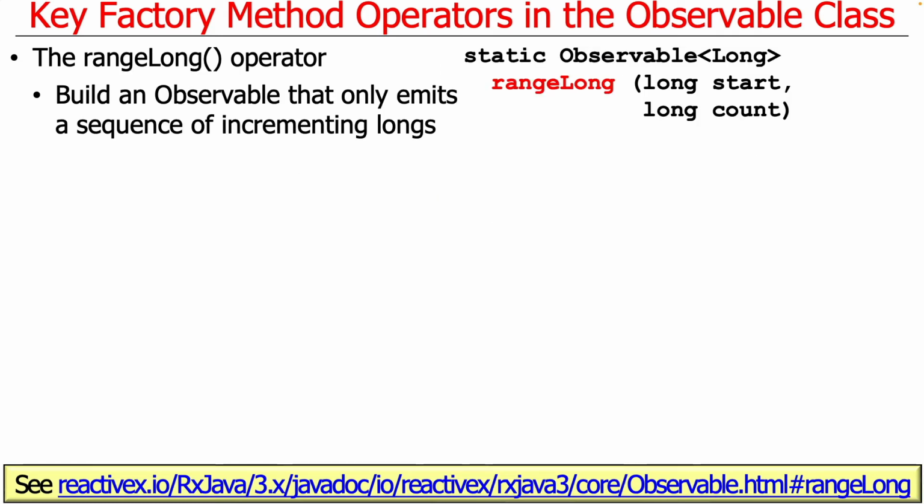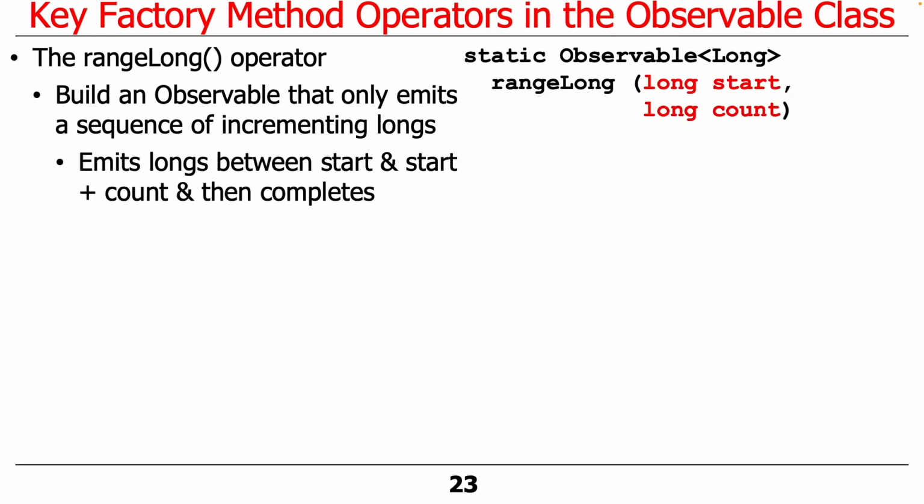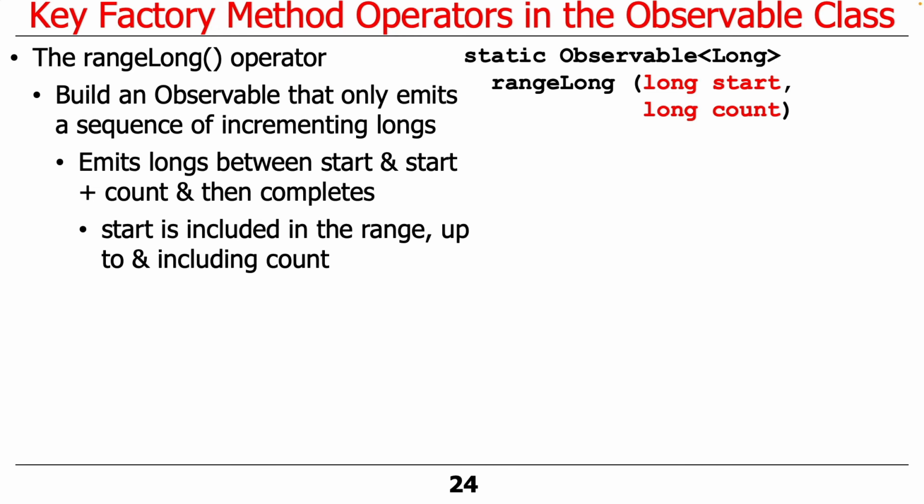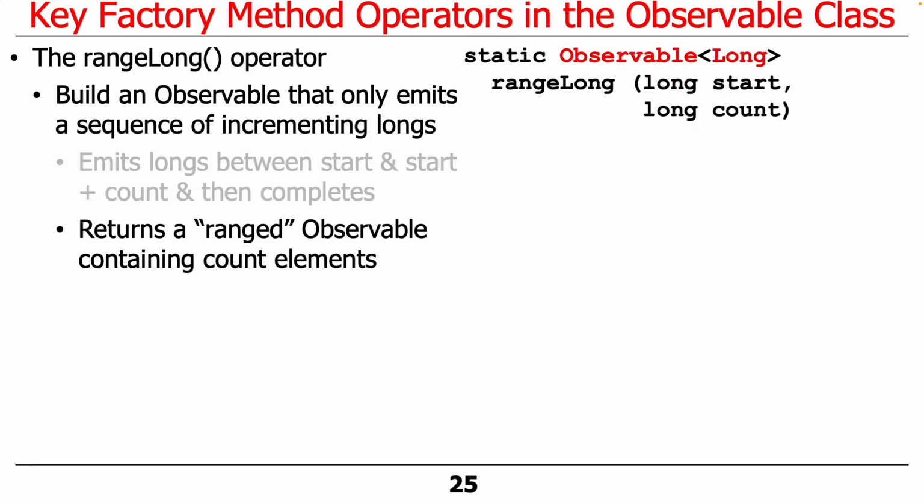The last method we're going to talk about here in this turn of the crank discussing factory methods in the observable class is the rangeLong operator. And this will build an observable that only emits a sequence of incrementing longs from start to count. So it emits longs between the start value up to the count, and then it completes. Start is included in the range, so it's up to and including the count.